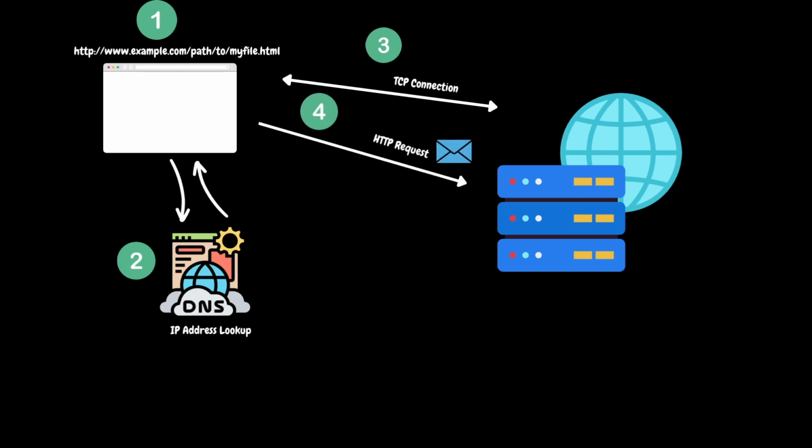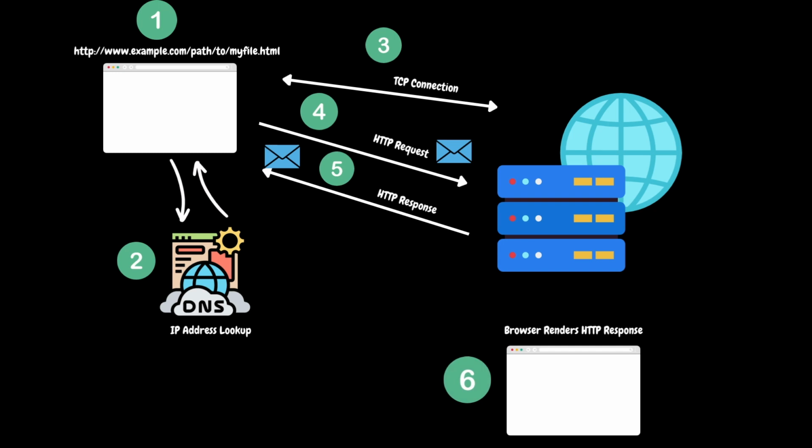Then the browser sends an HTTP request to the server, including the method like GET or POST, the path to the resource, headers such as user agent and cookies, and other relevant information. Then the server processes the request and constructs the HTTP response, which includes the status code, headers, and the actual data. Finally, the browser receives the HTTP response. It then processes the received content, renders HTML, applies styles, and executes JavaScript code. It creates a visual representation of the web page in the browser's window.